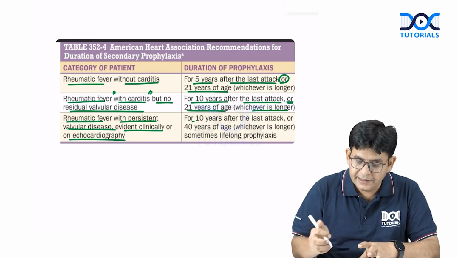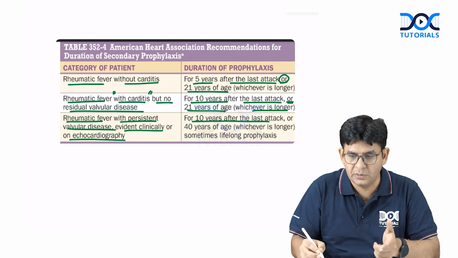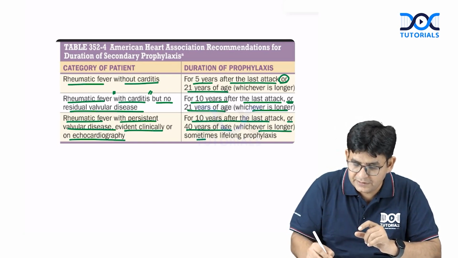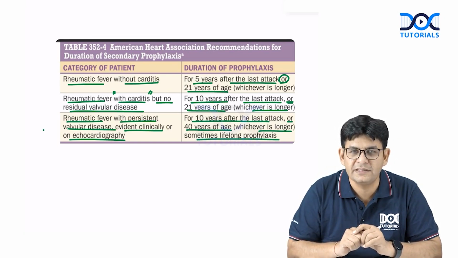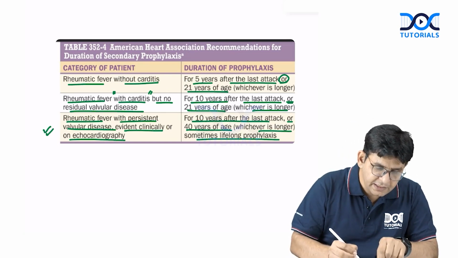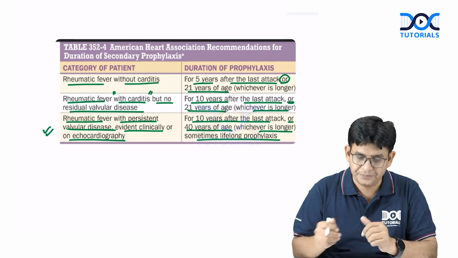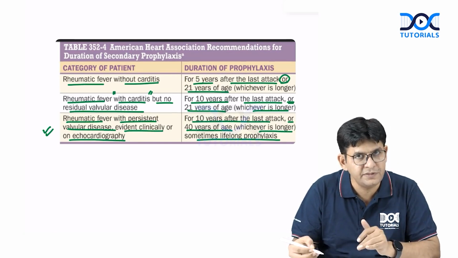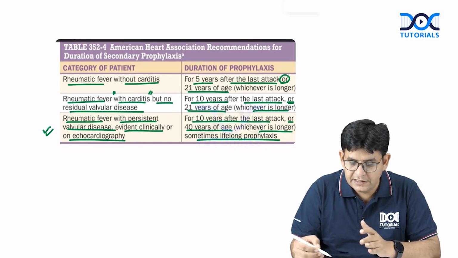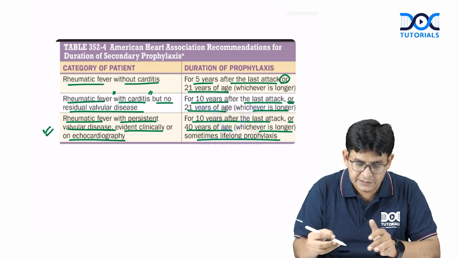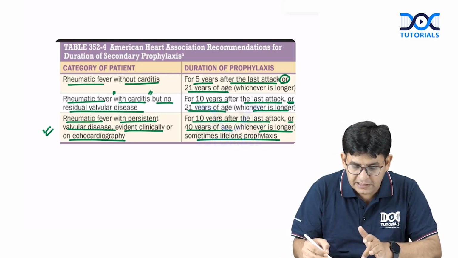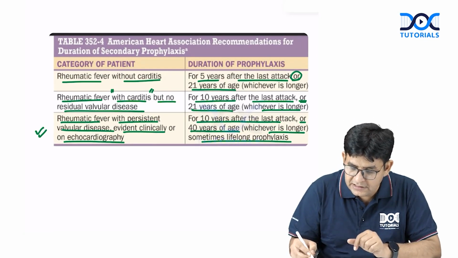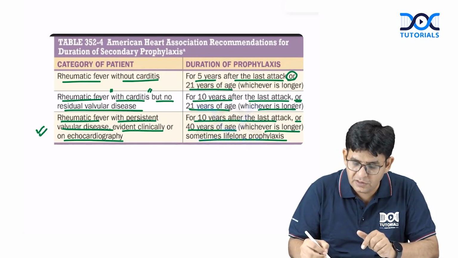For this, you need prophylaxis for 10 years after the last attack or up to 40 years of age, whichever is longer. Sometimes lifelong prophylaxis is needed in this particular case, to be very precise. Without carditis, it is up to 5 years after the last attack or 21 years of age. For rheumatic fever with carditis, 10 years after the last attack or 21 years of age. Rheumatic fever with persistent valvular disease, evident clinically or on echocardiography, is again 10 years after the last attack or 40 years of age, whichever is longer.